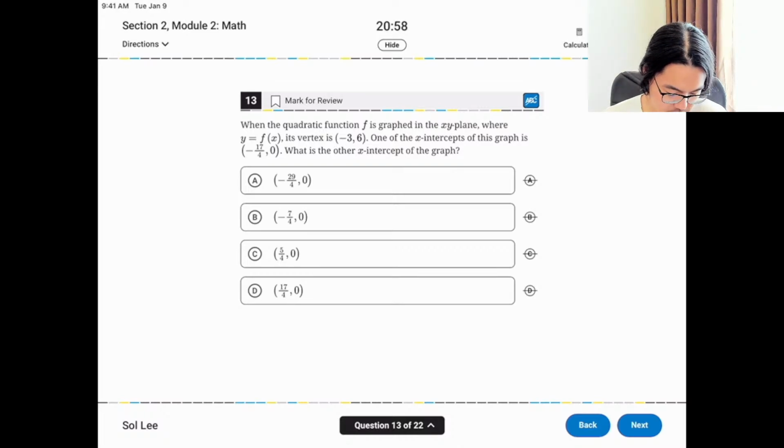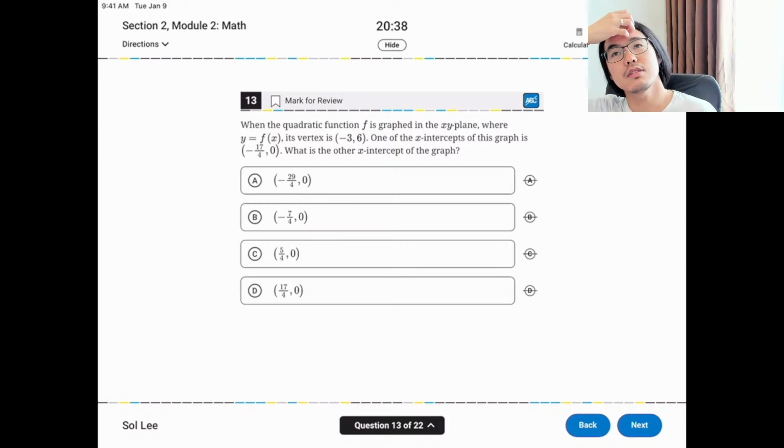When the quadratic function f is graphed on the xy plane where y equals f(x), its vertex was (-3, 6). One of the x-intercepts is this. Oh, is that what an x-intercept is? An x-intercept is when y is equal to 0, then, oh, the factored version of the equation is for the x-intercepts. Oh, I see. That's what that's for. So there's the y-intercept version of the quadratic formula, then there's the x-intercept version, which is the factored version. Now I just need to get the standard version. I forgot how to get that standard version.